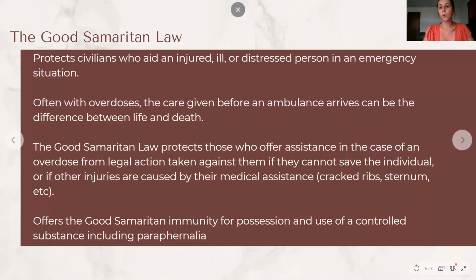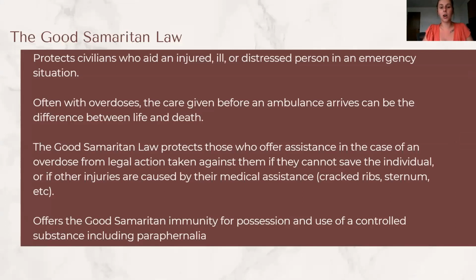Something very important to note when talking about overdose is the Good Samaritan Law. This protects civilians who aid an injured, ill, or distressed person in an emergency situation. Very often with overdose, the care given to the person who overdosed, either by rescue breathing, administering Narcan, or a combination of those, can be the difference between life and death before the ambulance arrives. Those first few immediate minutes are so vital to somebody living through a drug overdose.